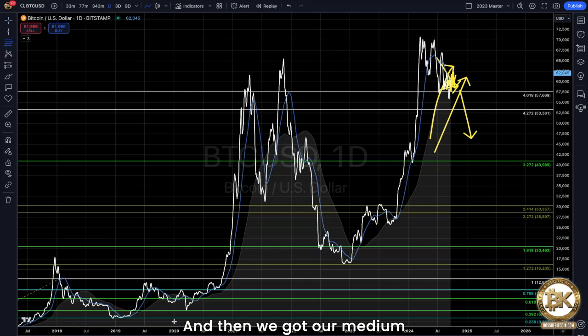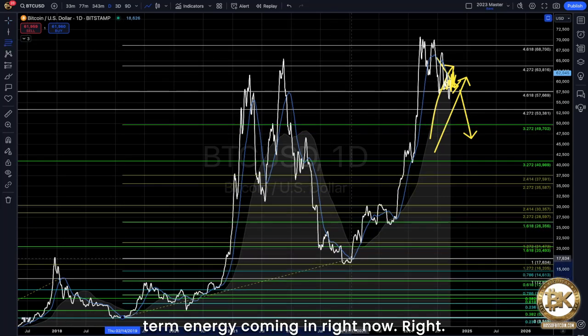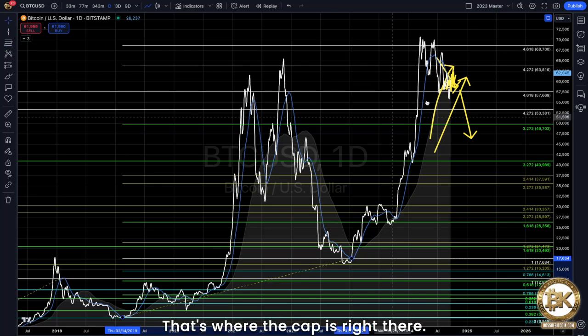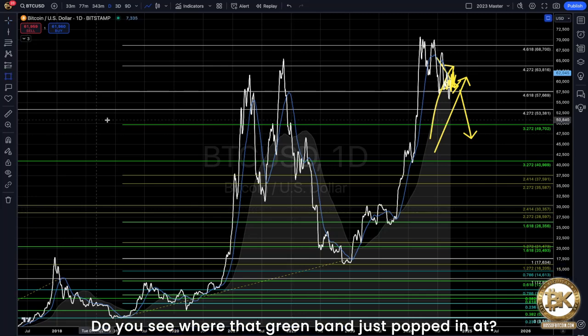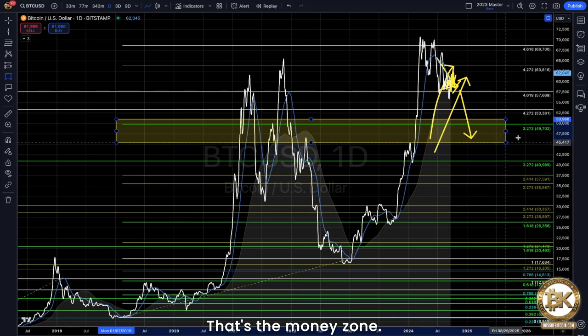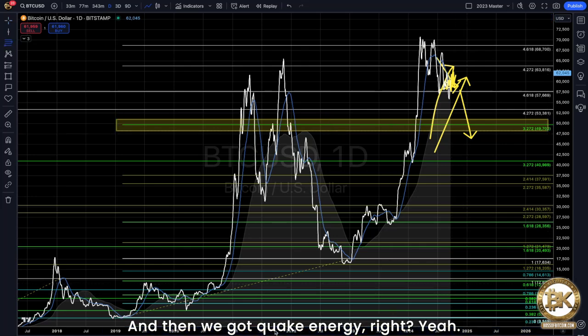And then we've got our medium term energy coming in right here. That's where the cap is. That's locking this thing north of 49,000. Do you see where that green band just popped in? That's the money zone. That means once it gets above it, it doesn't want to go below it. And then we've got quake energy right here.